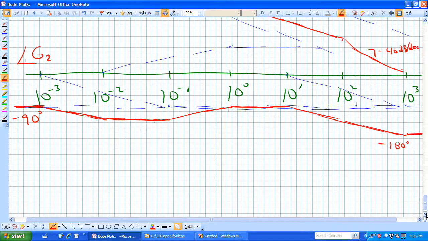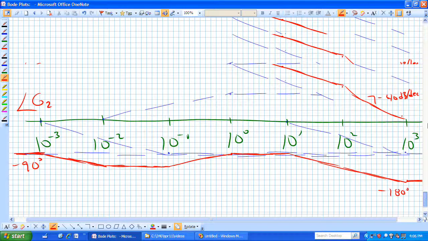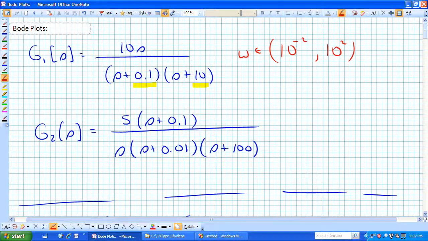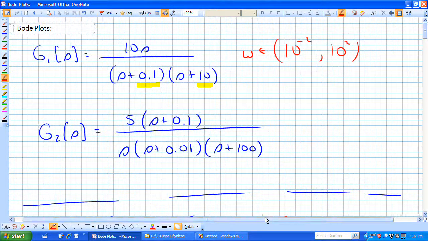Hopefully those ideas, by sketching this, are more firmly clear in your own head, and that will help you better understand Bode plots, starting with the pole zero form of those expressions, deriving the time constant form, and then sketching the Bode plots from those time constant forms. I hope that was helpful.